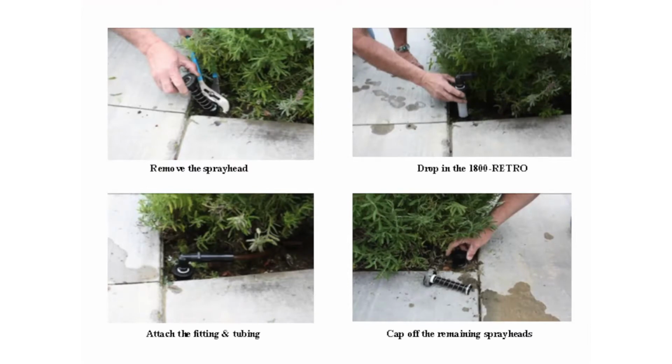So an all-in-one kit's available. And as I mentioned, pretty easy. Remove the spray head, drop in the retrofit kit, attach the tubing fittings, cap off the rest of them. And the kit has all the fittings, everything you need to do the job. Is there a rule of thumb on what those kits sell for? Yes, they are about $199.